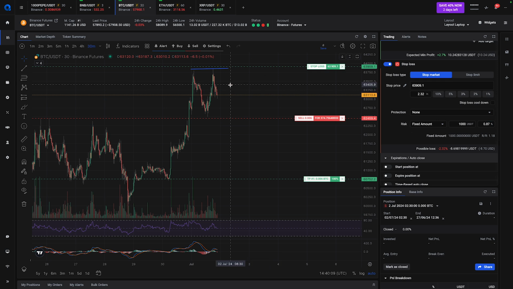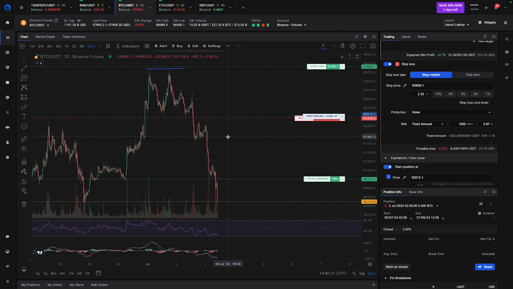If I were to execute this, then the price would execute immediately, and that's not what we want. So we use the start position at function to make sure that the position doesn't start until the price is actually broken through this level. And as you can see, this was a profitable position.